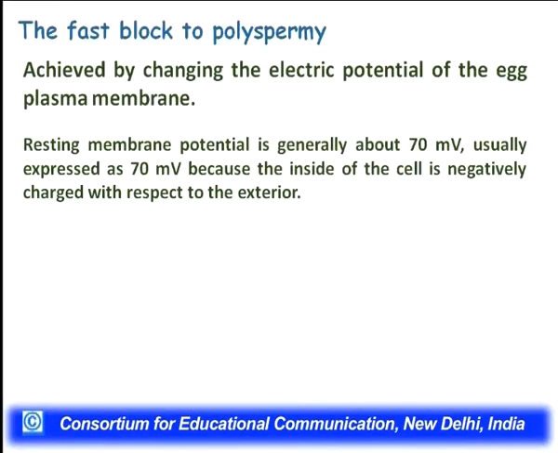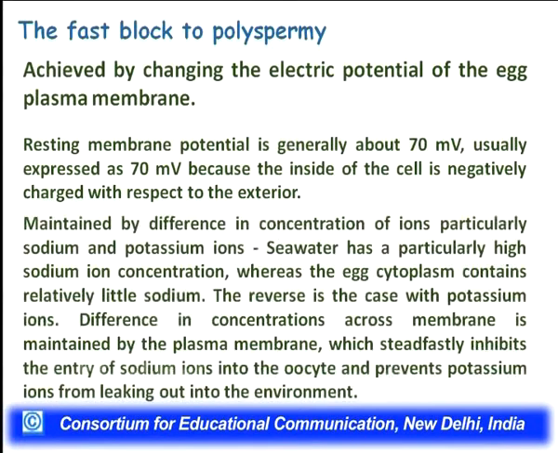Resting membrane potential is generally about minus 70 millivolts, because the inside of the cell is negatively charged with respect to the exterior. So, minus 70 millivolts, maintained by a difference in concentration of ions, particularly sodium and potassium ions.